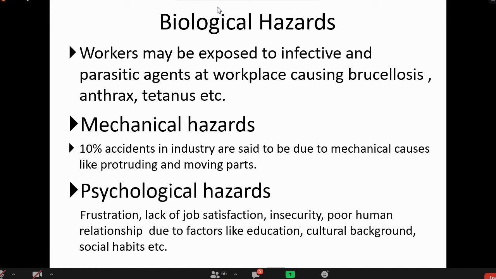And then we have the mechanical hazards. We've talked about this also. The moving parts and protruding parts of the machinery, which can affect. And then psychological hazards are lack of job satisfaction, insecurity, and poor human relationships due to factors like education. You may have the right kind of education, but you're not being appreciated, so it is going to be very frustrating.